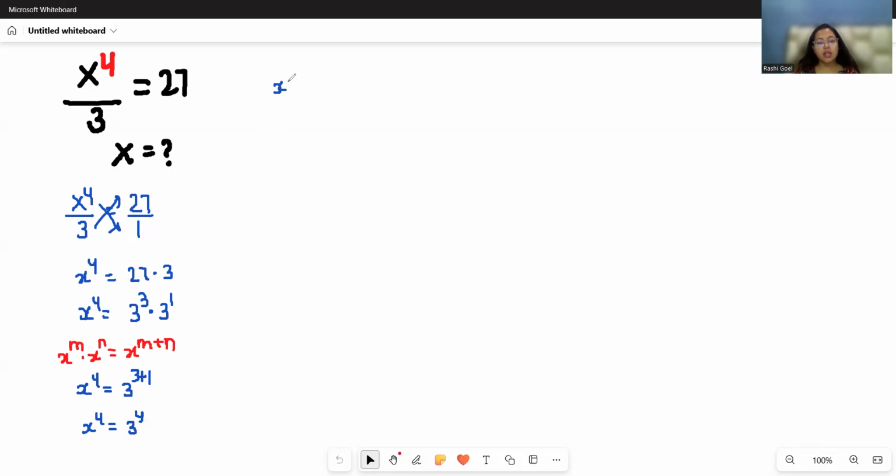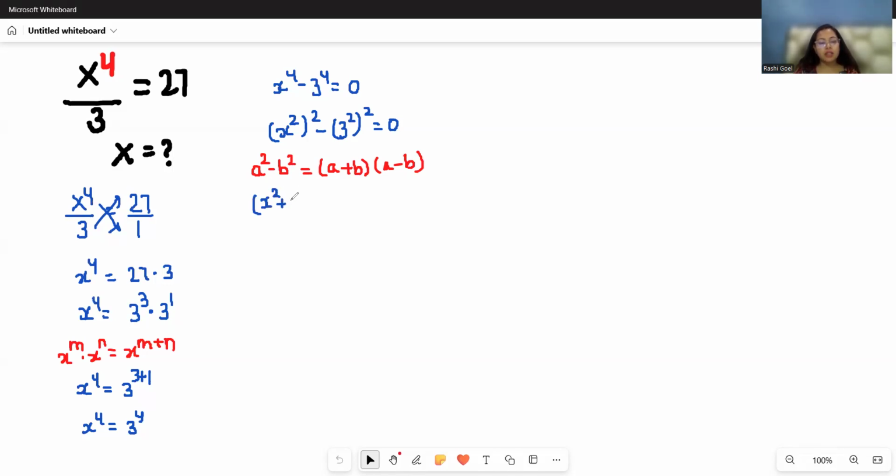So we can write this as x power 4 minus 3 power 4 equals 0. So x power 4, I can write it as x square whole square, minus 3 power 4 as 3 square whole square, equals 0. Now I am going to use the identity a square minus b square, which is equal to a plus b times a minus b. So x square plus 3 square times x square minus 3 square equals 0.